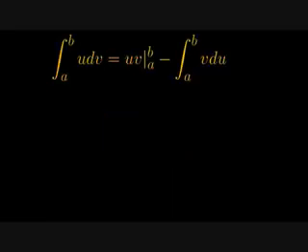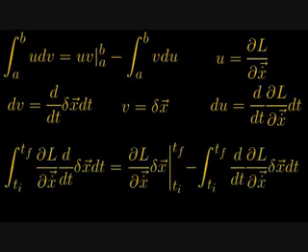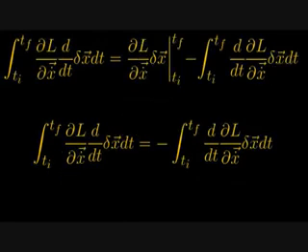We will now explicitly integrate by parts the second term in the variation of the action. The formula for the integration by parts is the integral of u dv equals uv minus the integral of v du. We let u equal the derivative of L with respect to x dot, dv equals the time derivative of delta x dt, du equals the time derivative of the derivative of L with respect to x dot, dt, v equals delta x. Insert these into the formula for integration by parts. The first term on the right is 0 because the variation in position is 0 at the initial and final positions. That is, all trajectories have the same initial and final positions.